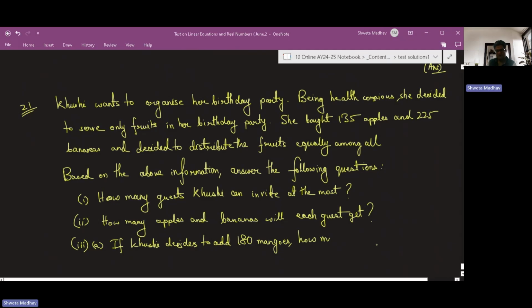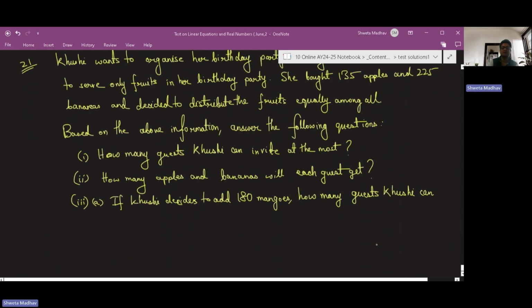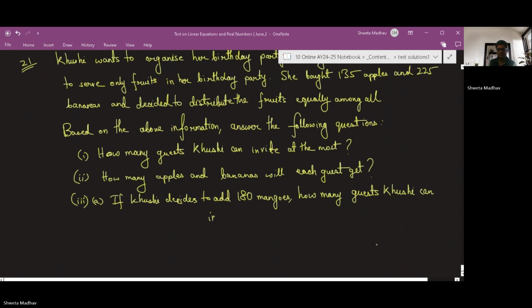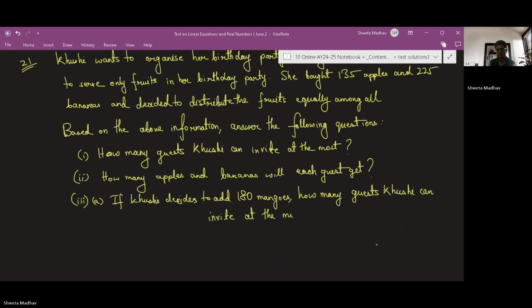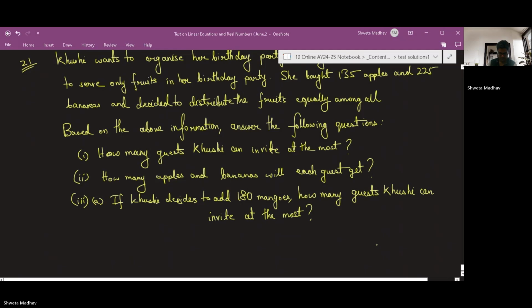how many guests can Khushi invite at the most? Then there is an OR part.